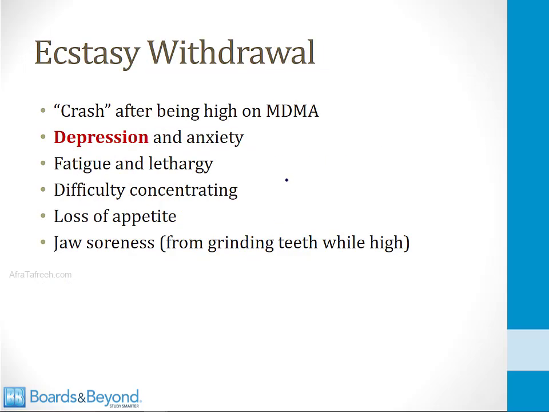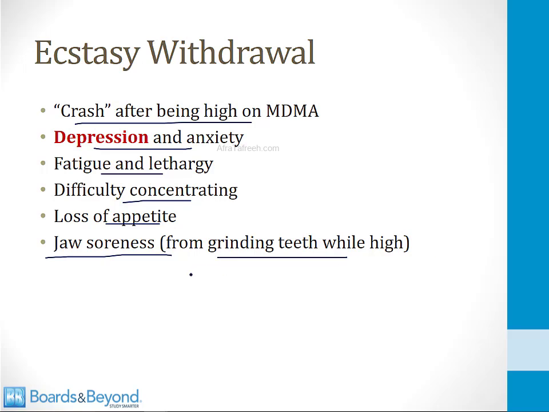Ecstasy withdrawal is what happens to people after they use this drug. There's a crash that is associated with being high on ecstasy. The next day after people use the drug, they often have depression and anxiety. They are often tired and lethargic. They can find it hard to concentrate, and they can have a loss of appetite. And in addition, they often have jaw soreness, and this is because of grinding the teeth when they were high.